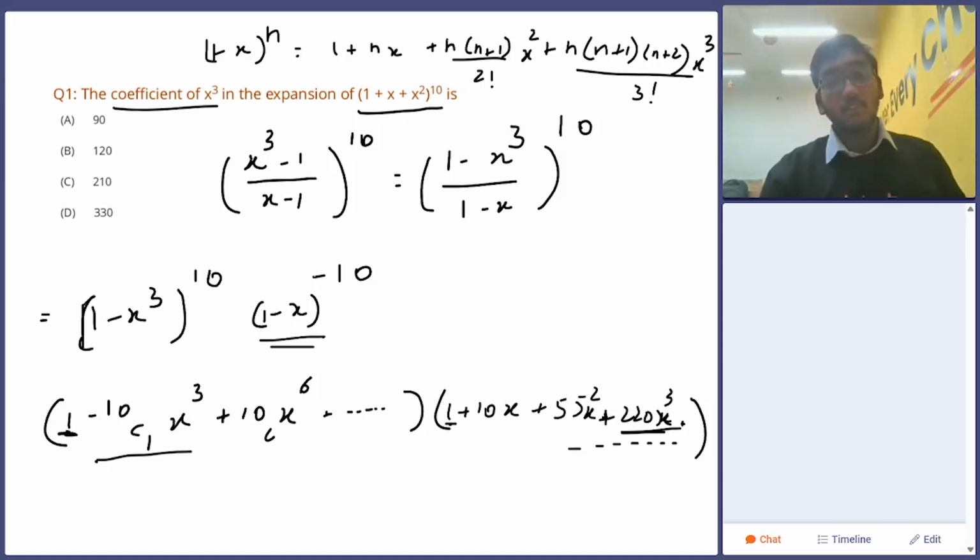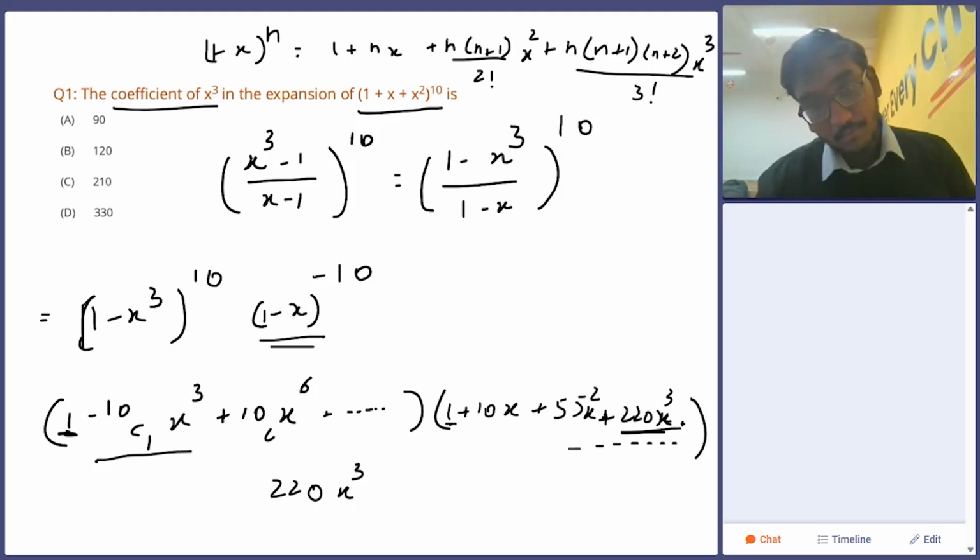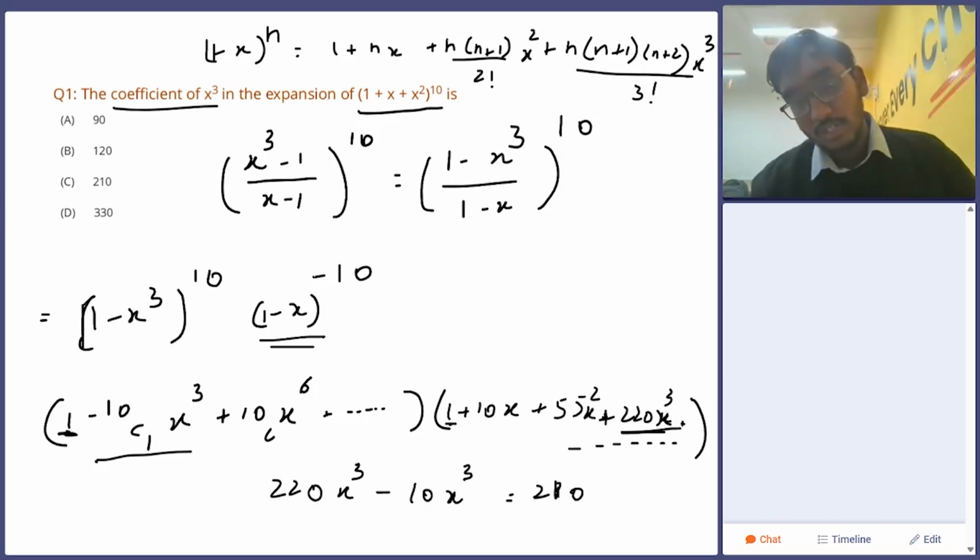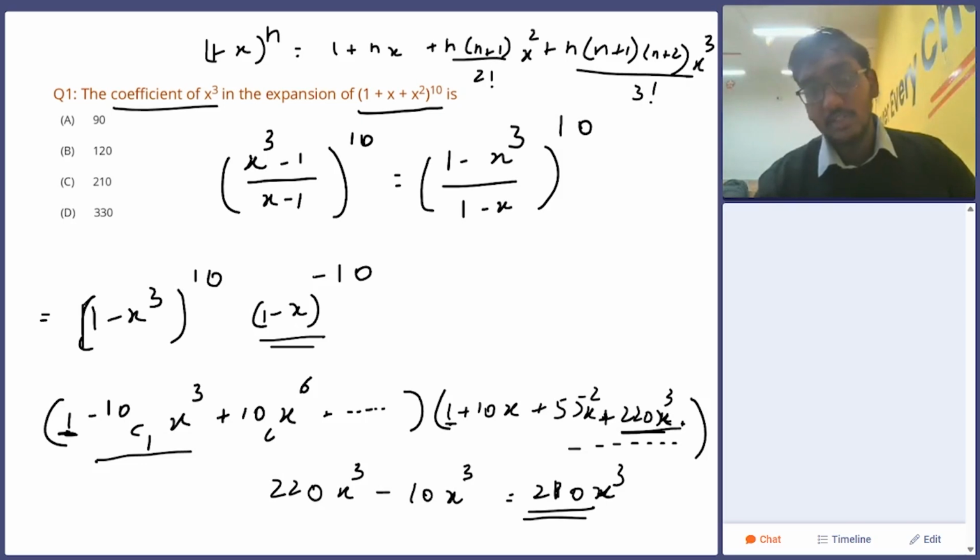So what will be the overall coefficient? It will be 220 x cube minus, what is this 10c1? It's actually 10 x cube. These are the two x cube terms. The overall coefficient will be 210, because the resultant coefficient is 210. So this is the answer. For no other product term will you get a coefficient of x cube. You will not have any other x cube terms apart from these two product terms. So the answer will be 210, the coefficient of x cube in this given expansion.